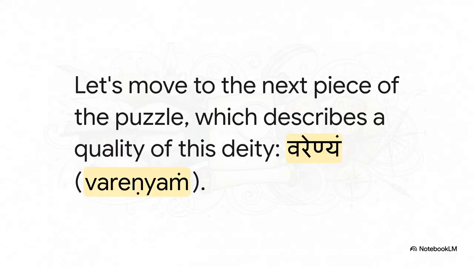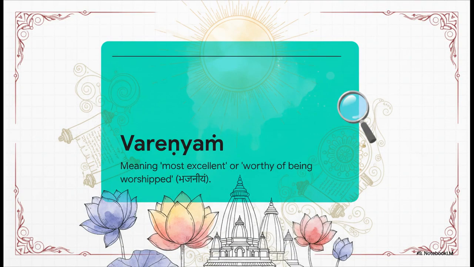Okay, let's add the next piece to our puzzle, the word Varenyam. This word describes a specific quality of that divine being we just met. Varenyam means something like the most excellent or most choice-worthy. It tells us that this divine creator, this Savitri, isn't just some random force, but it's a force that's worthy of our highest reverence and worship. See? The picture is already getting clearer.